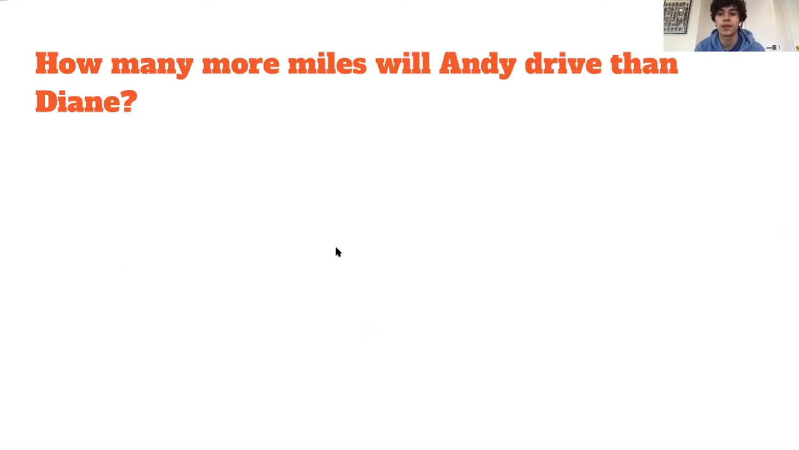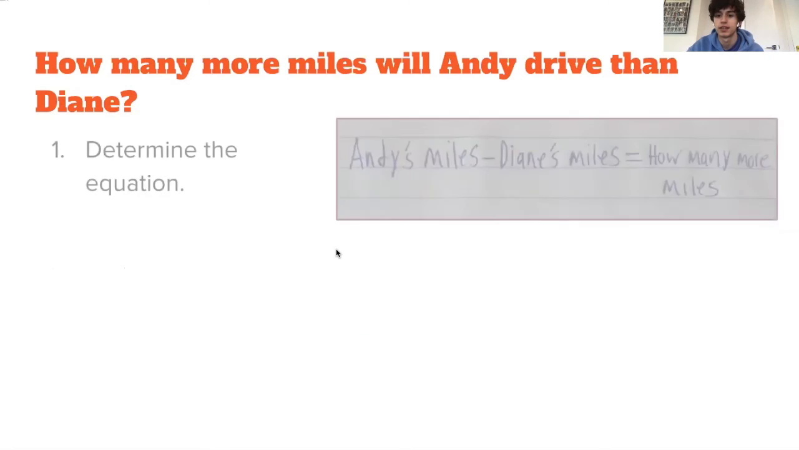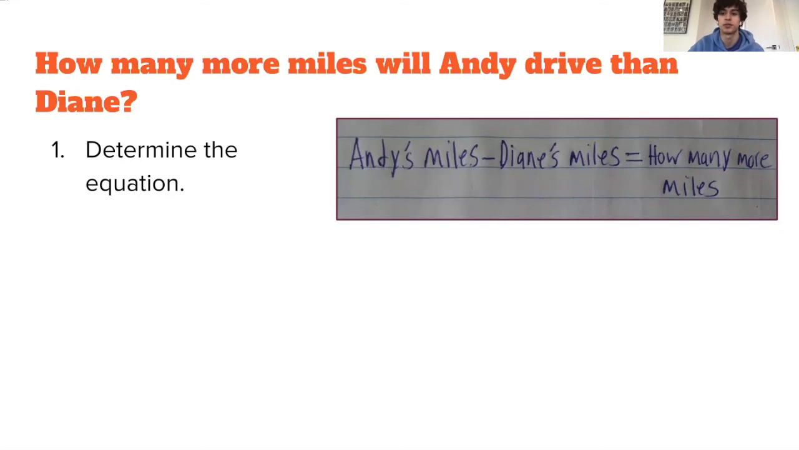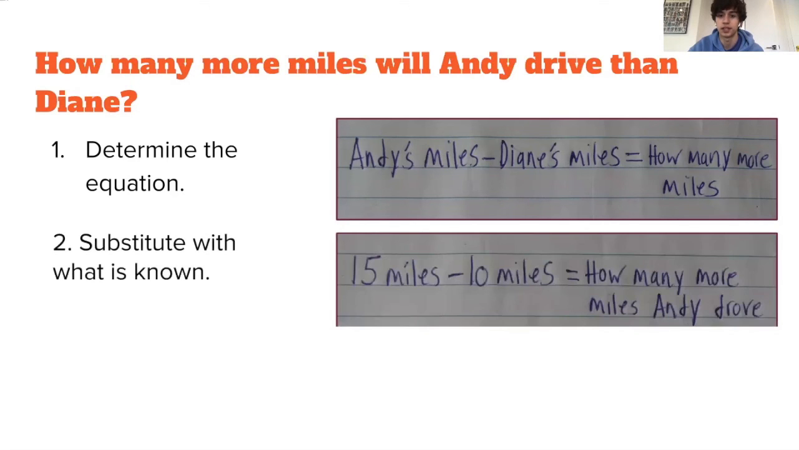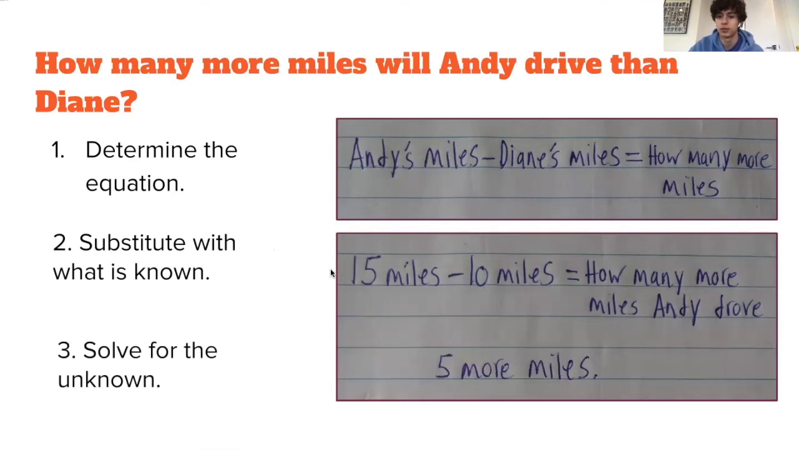The problem is asking how many more miles will Andy drive than Diane? Now that we know how many miles each person drives in 1 hour, we can answer this question. The phrase how many more tells us that we're finding the difference between the amounts, or that we're subtracting. We can write this as an equation. Andy's number of miles minus Diane's number of miles equals how many more miles? Then we substitute in what we know. We know that Andy can drive 15 miles and that Diane can drive 10 miles. And that equals how many more miles Andy drove. When we simplify this, we find that Andy drove 5 more miles than Diane in 1 hour. That's all you have to do to solve this problem.